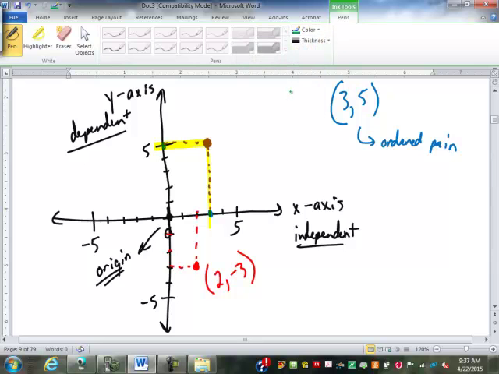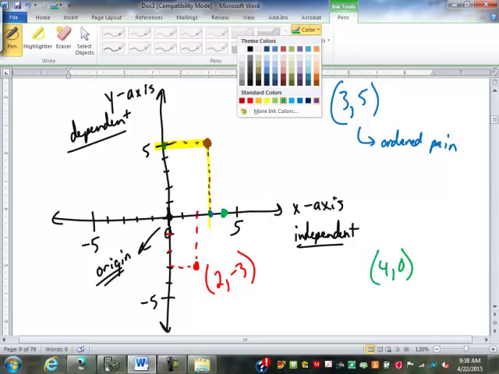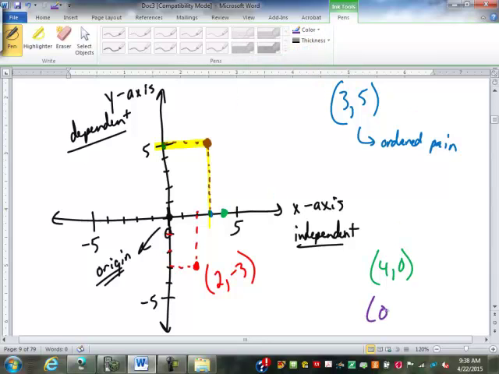Something that might be a little more tricky to graph. What if I had you plot the point 4, 0? Where would that go? Well, from the center I go over 4 on the x-axis. Where's 0 for y? Right there. That's 4, 0. What if I have you plot the point 0, 2? Well, where's the 0 on the x? Right there. Where's the 2 for the y? Up 2. So that's the point right there.